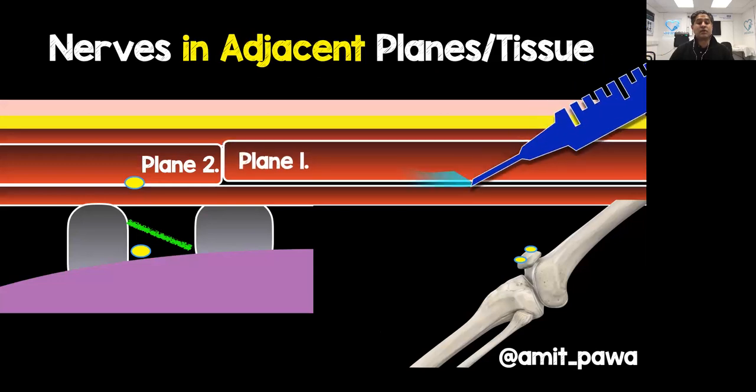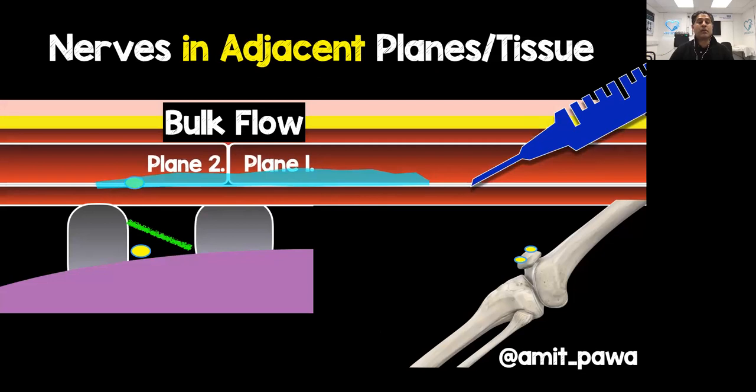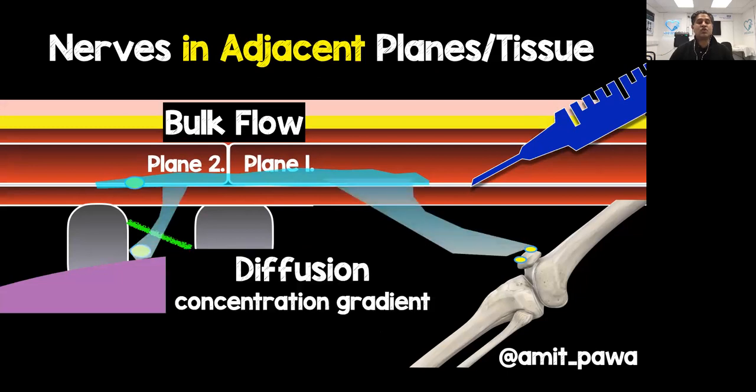So over here, you inject local anesthetic, and by bulk flow, local anesthetic moves from one plane to another. Okay, that's relatively straightforward. The other way it might get to adjacent planes is via diffusion down a concentration gradient. And one example here, you can see a schematic of the erector spinae plane block, and how local anesthetic diffuses down the concentration gradient, crosses the superior costotransverse ligament and affects the target nerves.